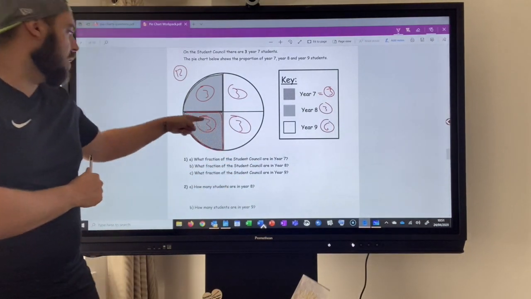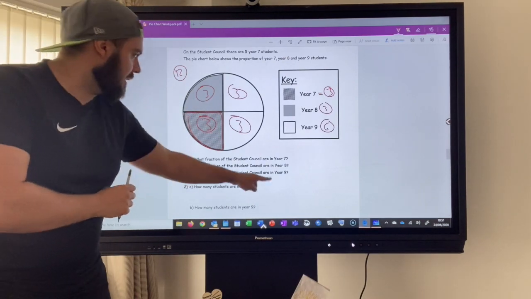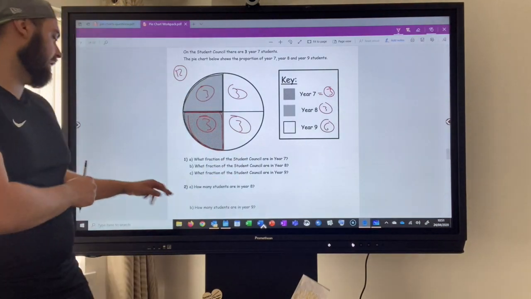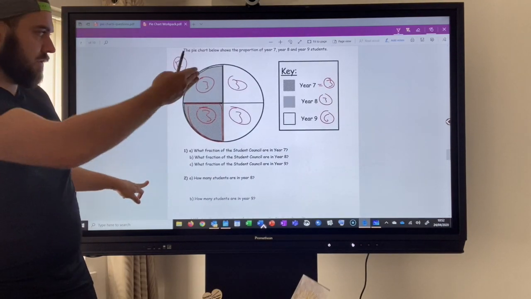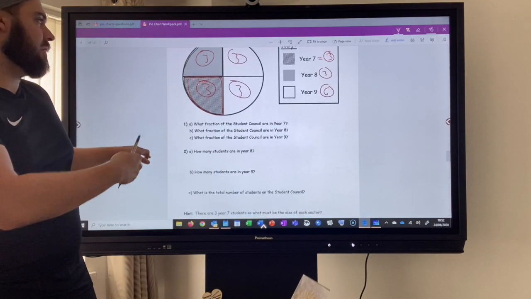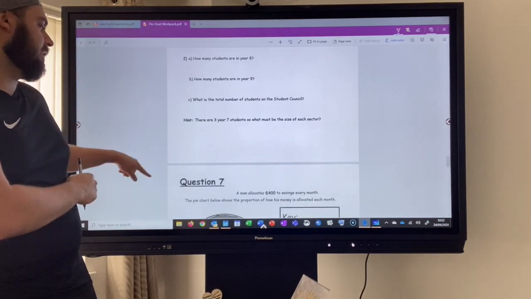How many in year 7? 1/4. Okay. How many in year 8? 1/4. How many in year 9? 2/4 or 1/2. How many students are in year 8? Well, we've done that one already. There's 3. How many in year 9? There's 6. How many in year 7? There's 3. What's the total number of students? Well, 3, 3, 3, and 3 is 12.